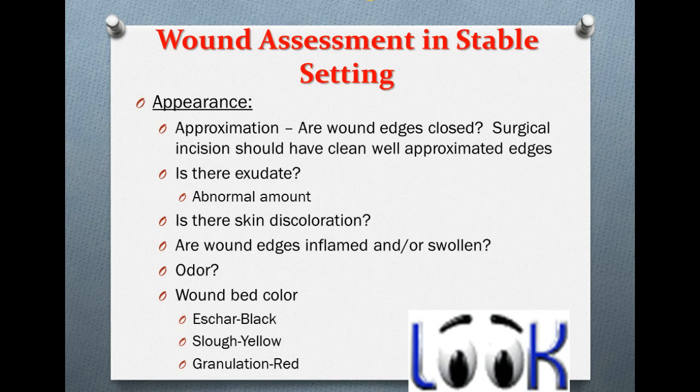In the stable setting wound assessment, you are going to look at the wound edges and see, are they approximated? Is there exudate? And that is any fluid out of the tissue or its capillaries because of injury or inflammation. You're looking for skin discoloration, looking at the wound edges, and you're checking for inflammation. You're noting odor, and you're also looking at the wound bed color, noting if it's black, which is eschar tissue, yellow, slough tissue, or granulation, which is red.